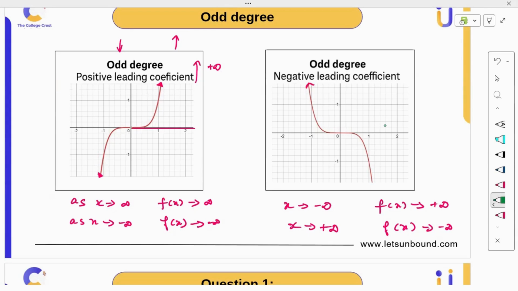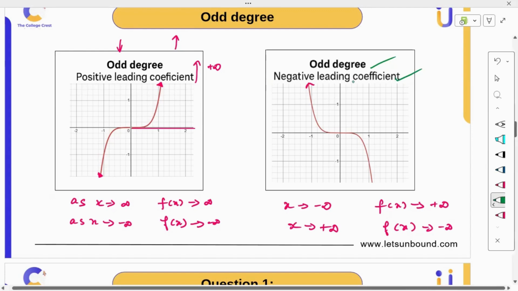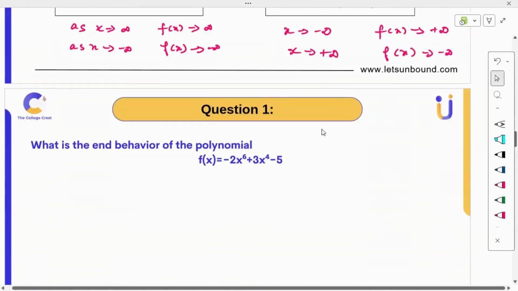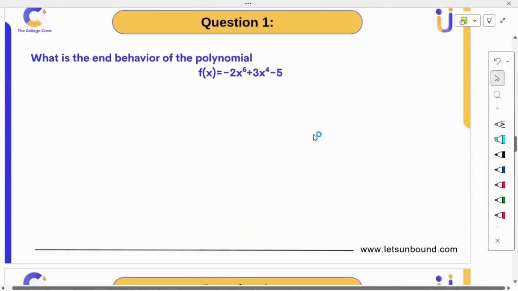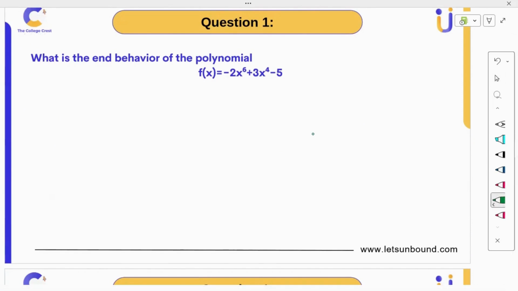Right? That is the simple end behavior of a polynomial function. All you should understand is even polynomial, odd polynomial, and how it behaves, end behavior based on degree. Degree means just even or odd, and coefficient is just about the sign of the leading coefficient. Okay, here we are moving to question 1. What is the end behavior of this polynomial?